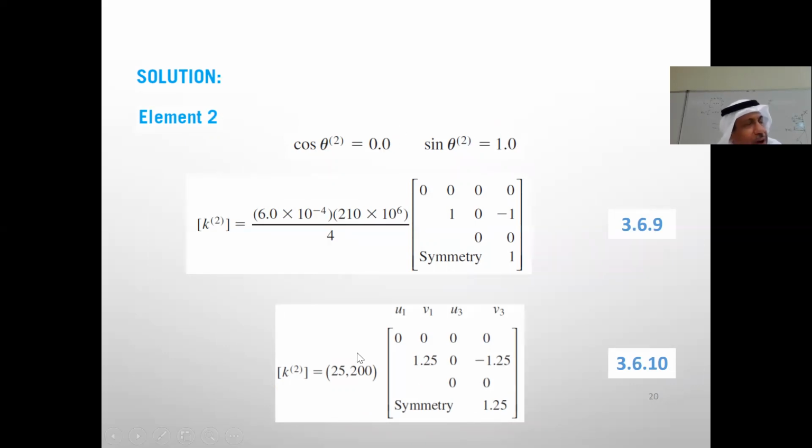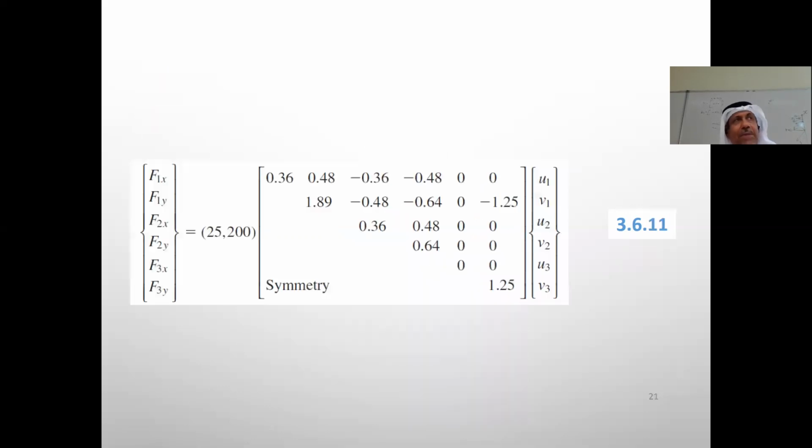We got K2. Okay, what do we do next? We find K1 and K2. Assemble. You assemble the global stiffness, right? Yeah. This is the global stiffness. U1, V1, U2, V2, U3, V3. F1X, F1Y, F2X, F2Y, F3X, F3Y. You should know how many quantities you should know. 6 quantities you should know, right?